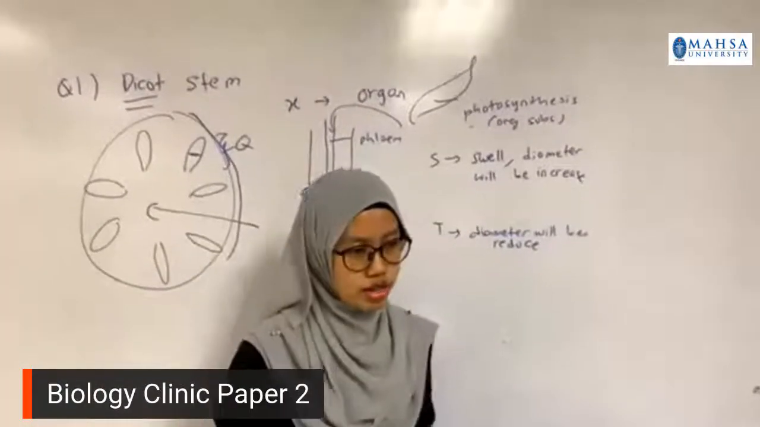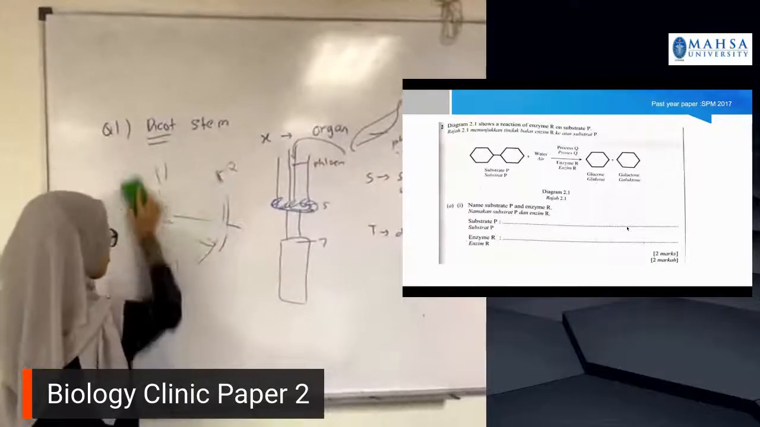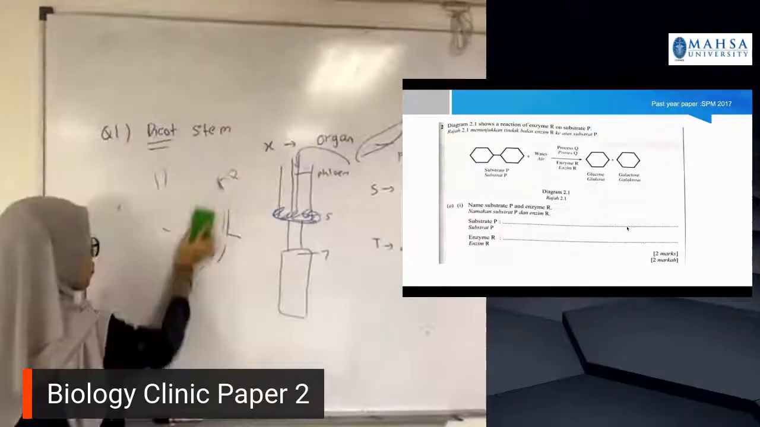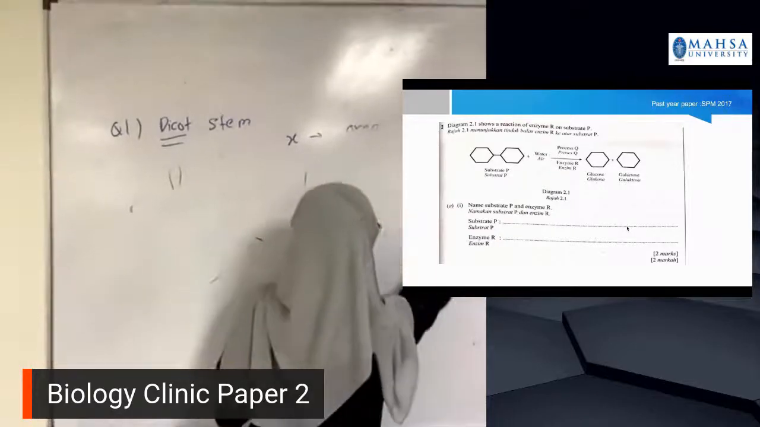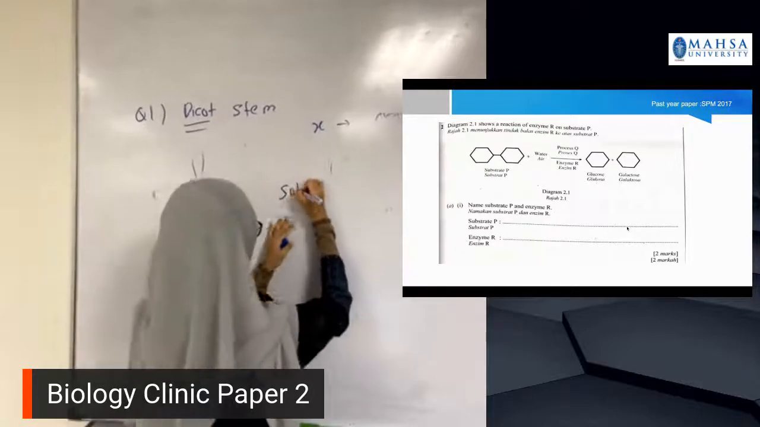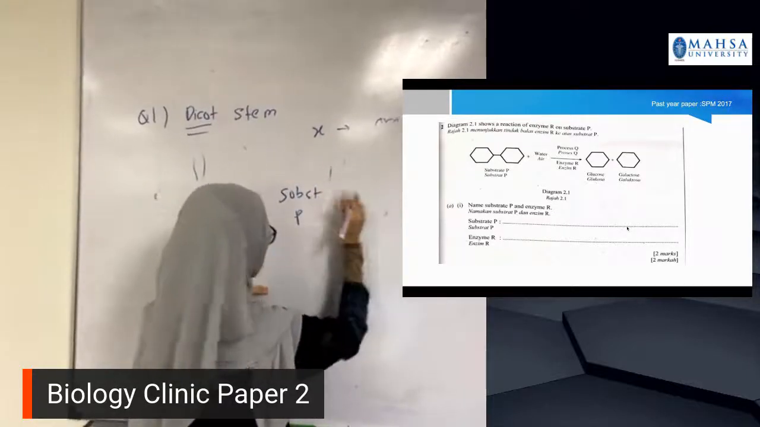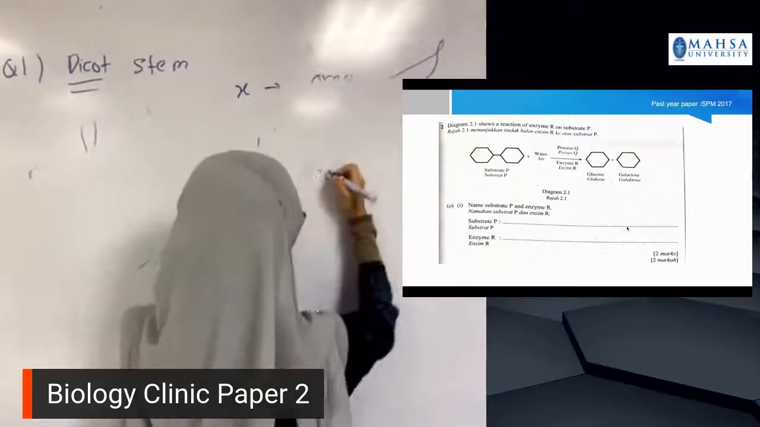Okay, moving on to the next question. So Alex, can you read it for me? Sure. Diagram 2.1 shows a reaction of enzyme R on substrate P. 2A, name substrate P and also enzyme R.